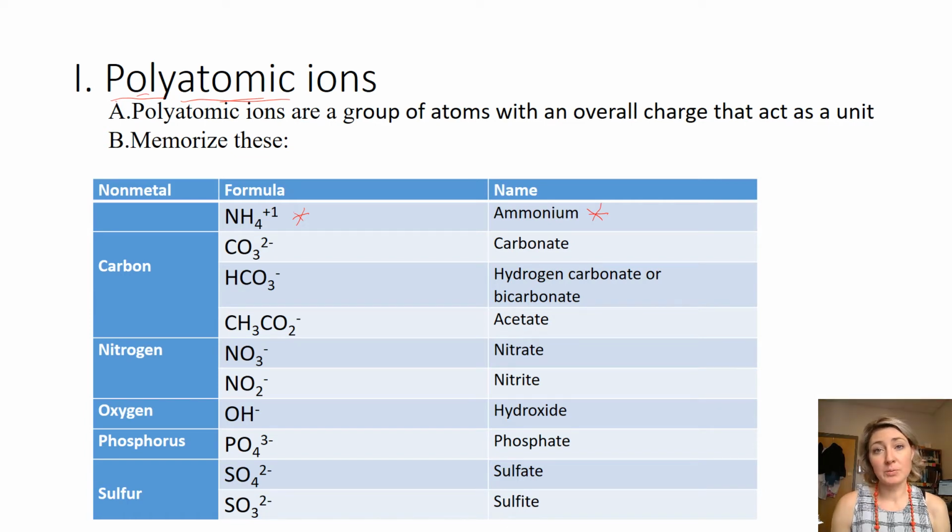This is where most people get tripped up when it comes to quizzes and exams, is they don't have these memorized, or they don't know the right charge, or they don't know the right subscript that's associated with it. So get those flashcards out. Get to memorizing these guys. Some of them are very similar. Let's see, nitrate and nitrite have a difference of an oxygen. You've got to get these memorized early, and I'm going to show you how we put them into a formula.